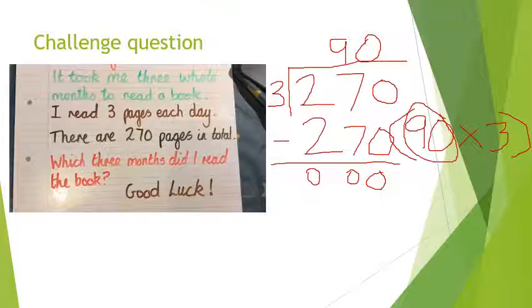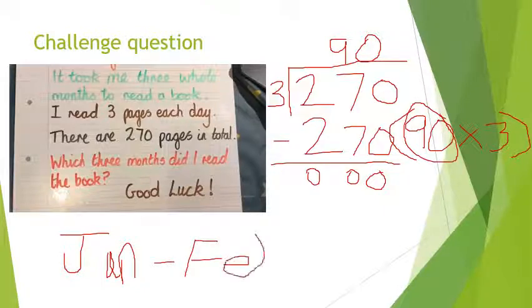Now I know from yesterday that 30 days have September, April, June and November. All the rest have 31 except February, which has got 28 or 29 in a leap year. And I'm looking for 3 months next to each other as well. So the answer is going to be these 3 months here. January, February, and then the last one is going to be March.